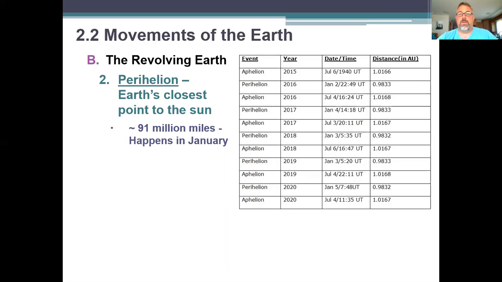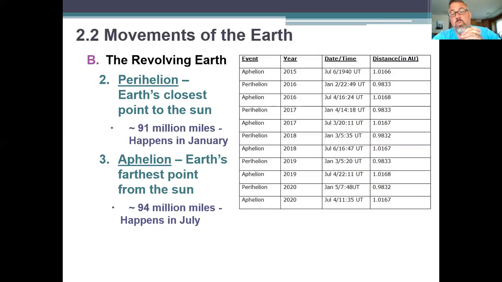It's not egg shaped. Believe it or not, the distance is not that great off, but when the Earth is closest to the sun, it's perihelion. And we've used these terms before. It's like satellites, right? Perihelion, closest to the sun. That's about 91 million miles in January. I know you're going, wait a minute, January is when we have winter and we're closest to the sun and it's colder. Well, that's from our perspective in the northern hemisphere. In the southern hemisphere, it's summertime. So we'll talk about that in a little bit.